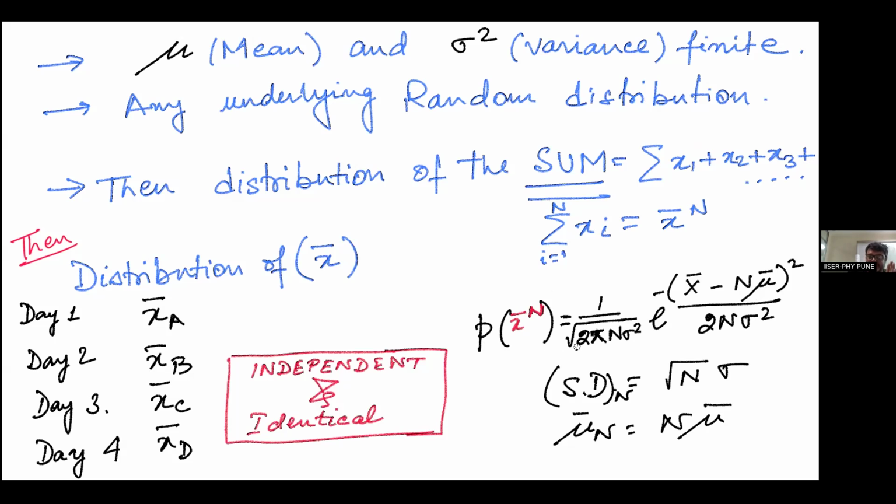of this Gaussian, right? So if you have x bar exactly equal to n mu, you know the probability. However, if x bar is different from n mu, every day you're going to have a different value. We're asking what is the probability that you are going to have a particular value of x bar which may be different from n mu. So this is the mean, and n sigma square is the variance, and the standard deviation is going to be root n into sigma.